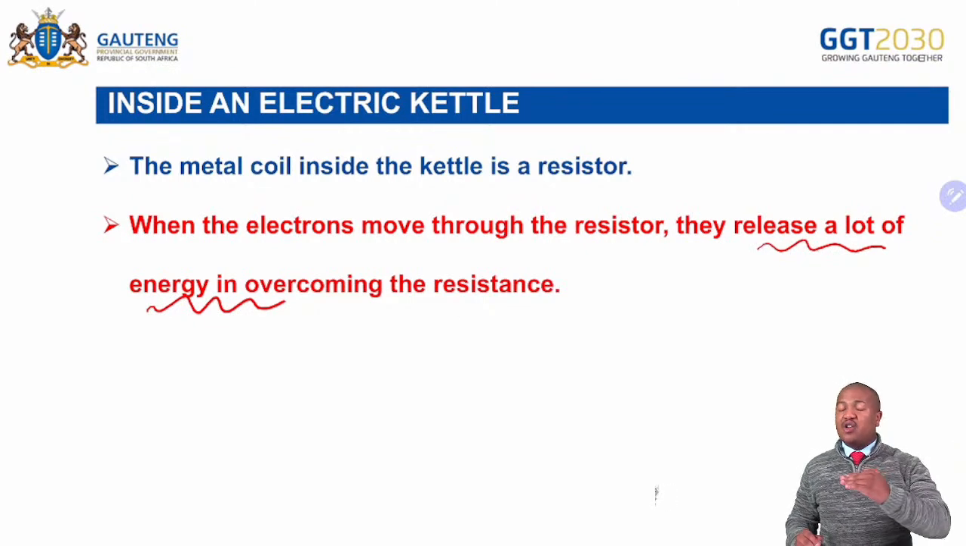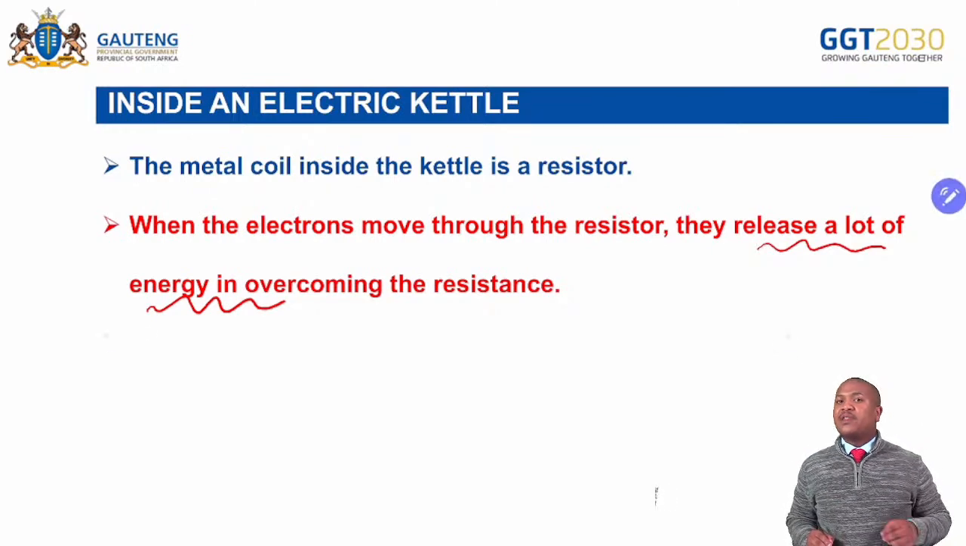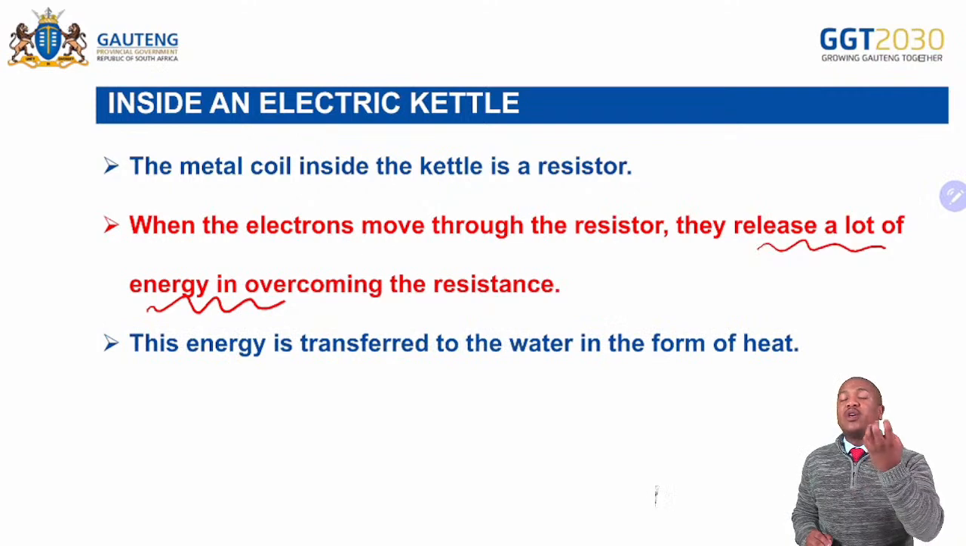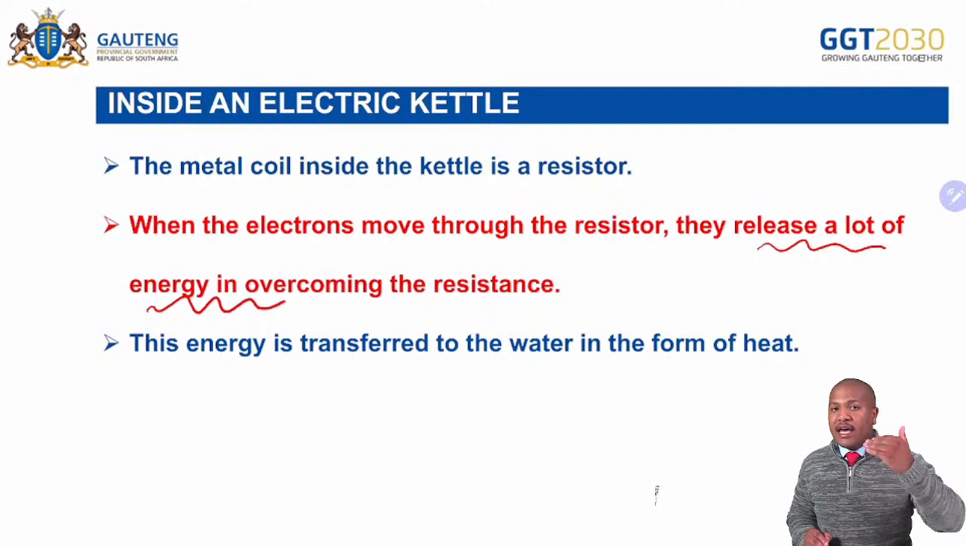So as the electrons are flowing in, there's high energy released in overcoming the resistance, and the resistor as well is putting more resistance. As a result, what happens? That metal coil starts to heat up. As it heats up, that electrical energy is converted into heat energy so that you can boil the water, right? The energy is transferred to the water in the form of heat.